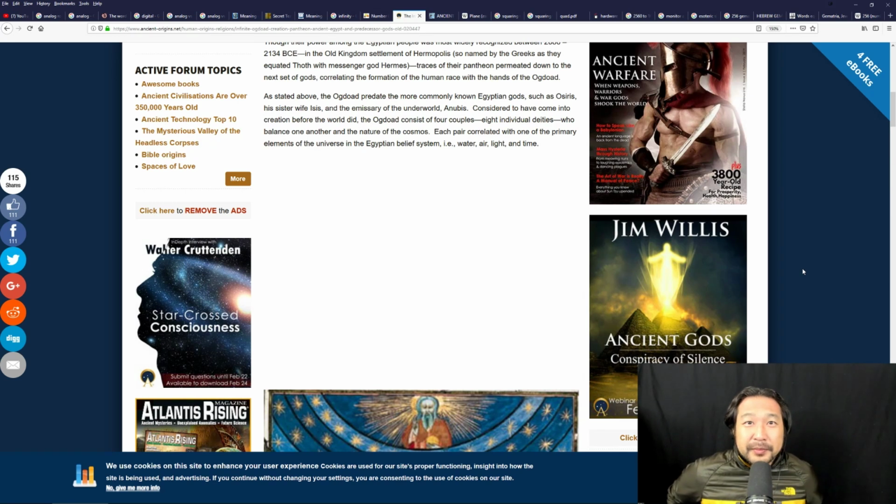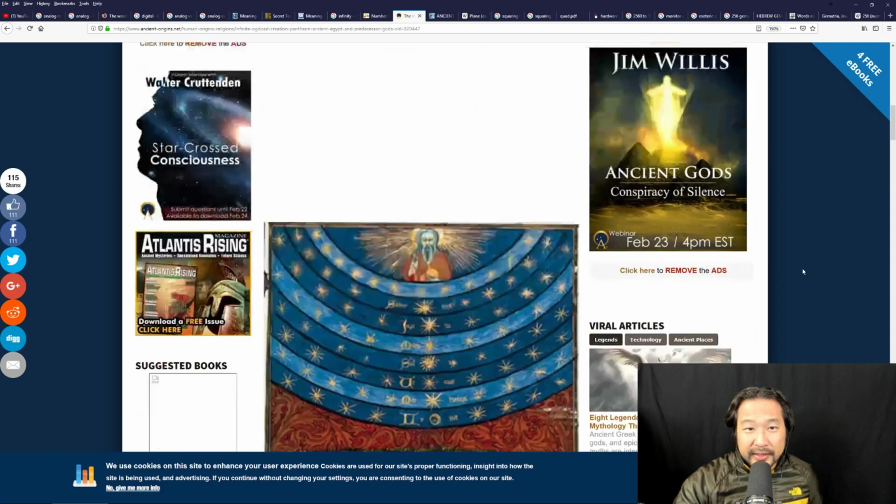Okay. As stated above, the Ogdoad predate the more commonly known Egyptian gods such as Osiris, his sister-wife Isis, and the emissary of the underworld Anubis. Considered to have come into creation before the world did, the Ogdoad consists of 4 couples, 8 individual deities who balance one another in the nature of the cosmos. Each pair correlated with one of the primary elements of the universe in the Egyptian belief system. Examples are water, air, light, and time.